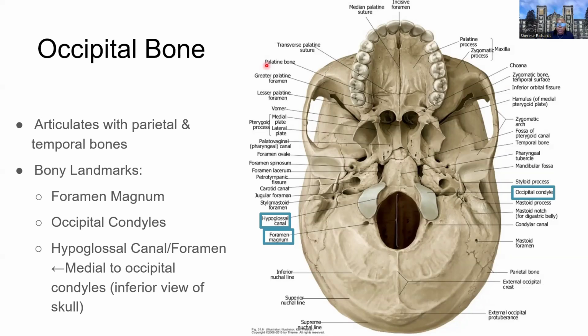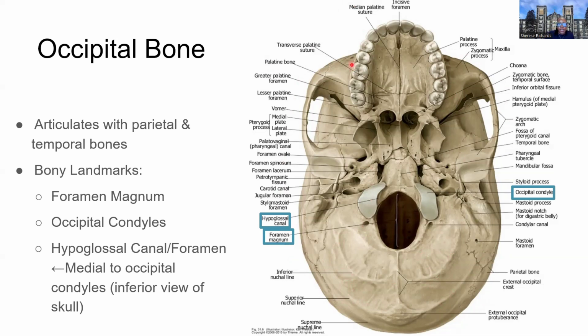Cranial bones. The occipital bone is the more posterior bone. So here we're looking at another inverted view of the skull, where this is the left side of the skull and this is the right side of the skull, so right side features.